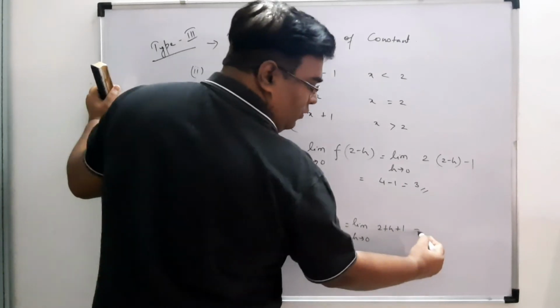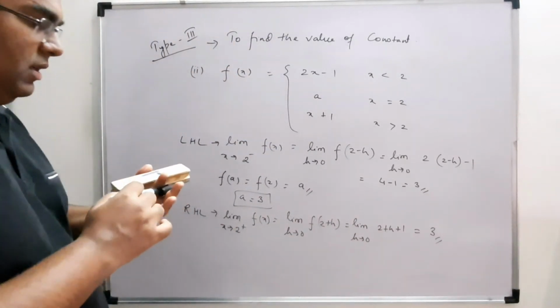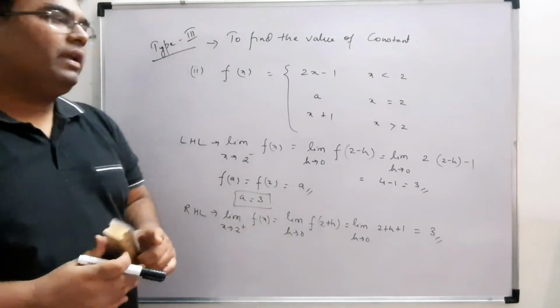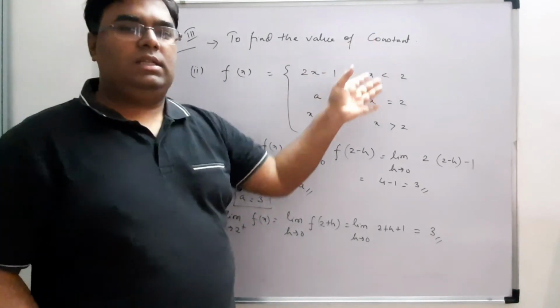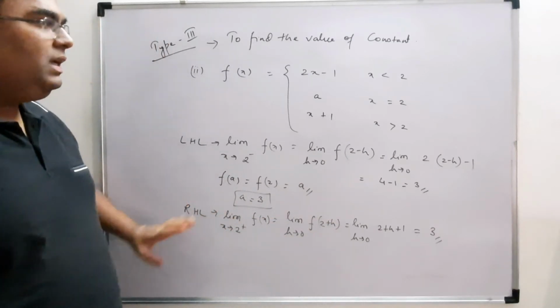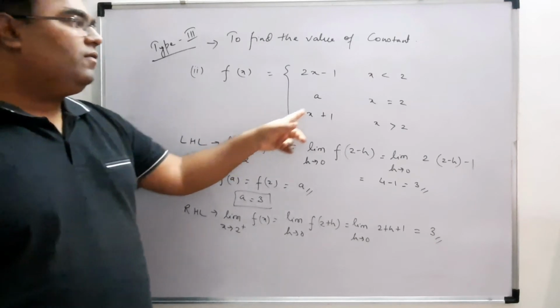Putting h = 0, you will get 3. So here also RHL is 3, because it is given that the function is continuous, so you will not get different values for LHL or RHL. You will get the same value, and you can use any one of these, RHL or LHL, to get the value of the constant.